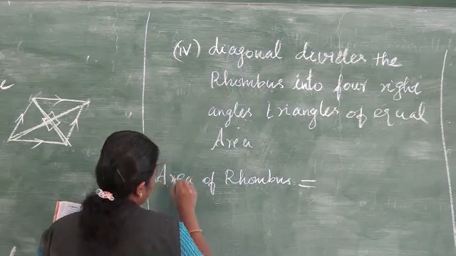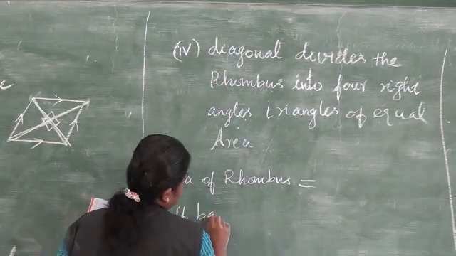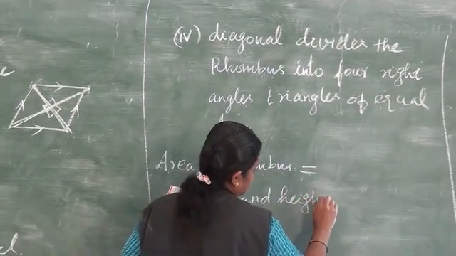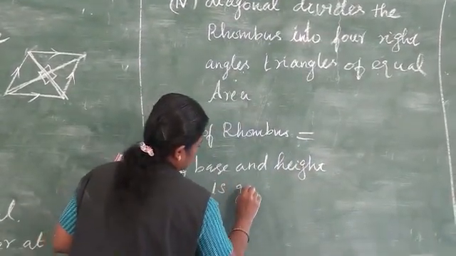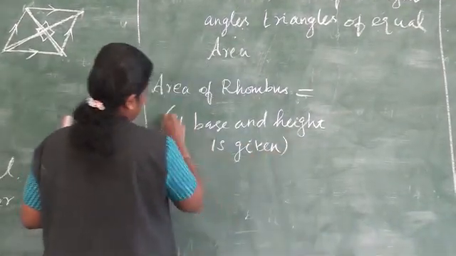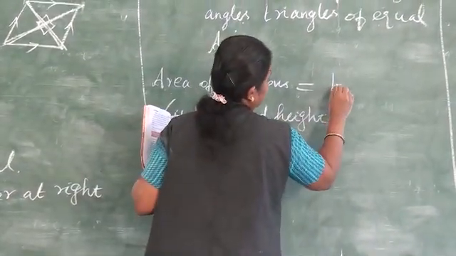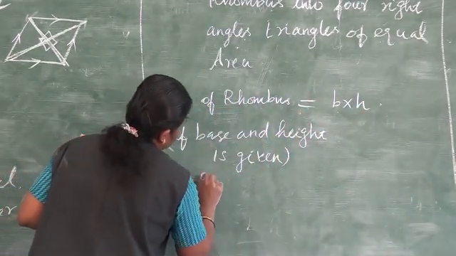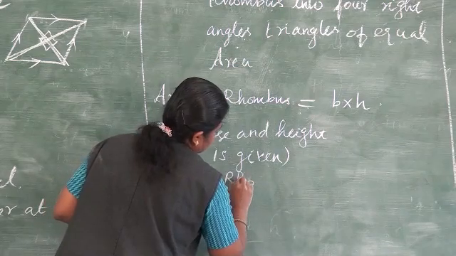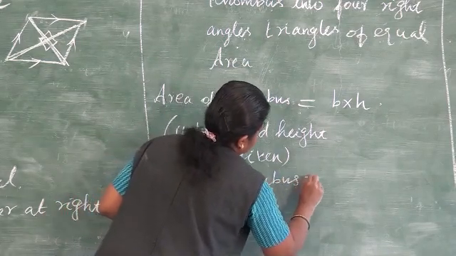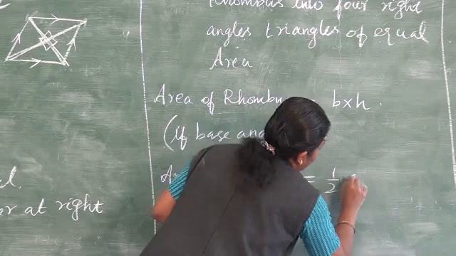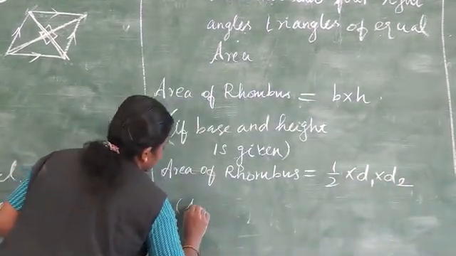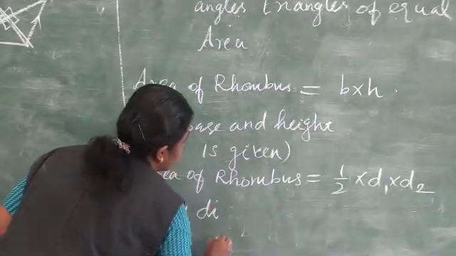Now, what is the area of a rhombus? If base and height are given, area of your rhombus equal to B into H. Suppose the diagonals are given, area of your rhombus equal to half into D1 into D2, if diagonals are given.